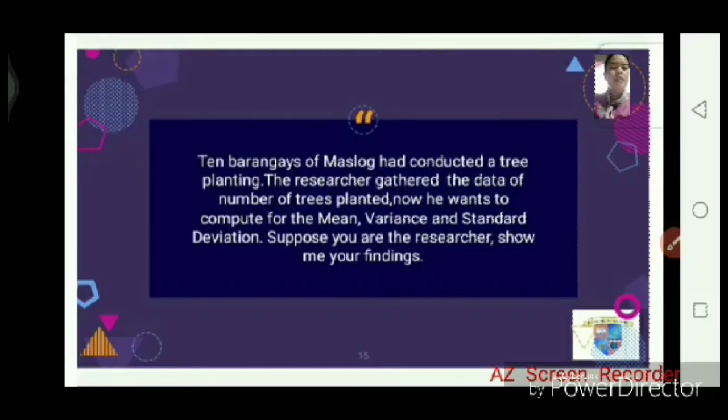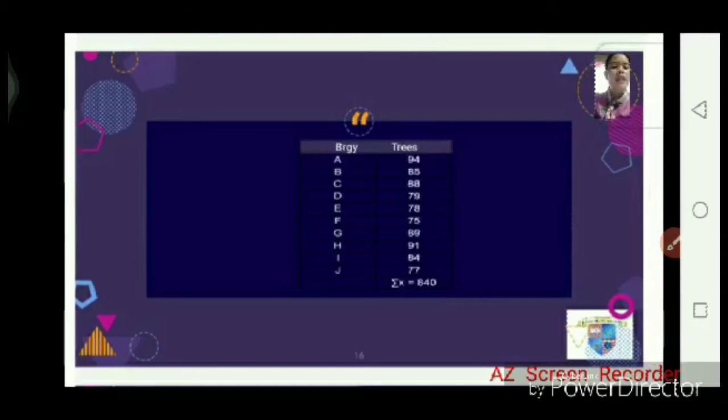Ten barangays of Maslog had conducted a tree planting. The researcher gathered the data of the number of trees planted. Now he wants to compute for the mean. Here is the list of the barangays who conducted a tree planting, and also the list of trees planted in each barangay. Our barangays here are A to Z, and here are the number of trees they planted: 94, 85, 88, 79, 88, 75, 89, 91, 84, and 77.